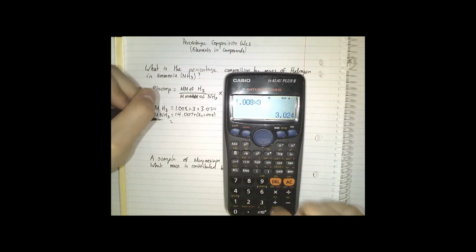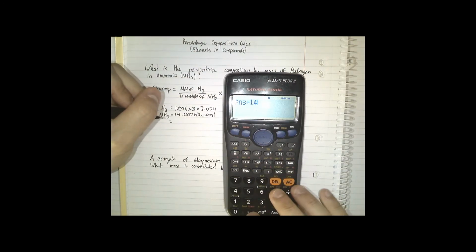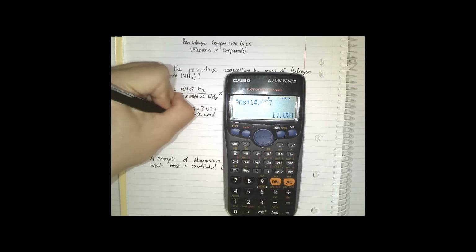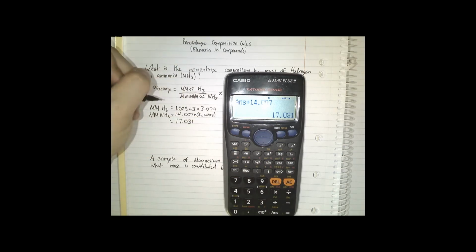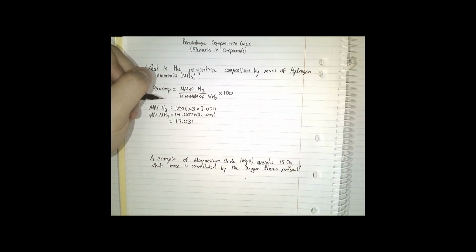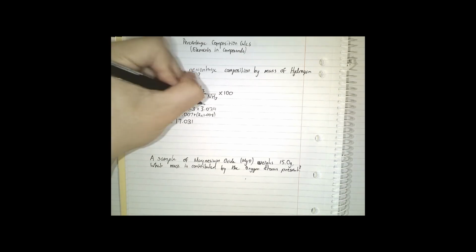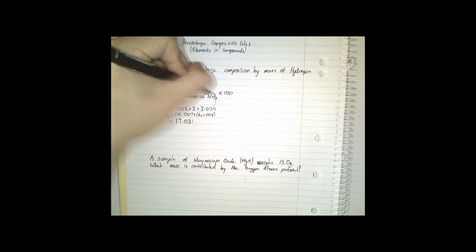So all I'm going to do is add my molar mass of nitrogen onto the calculation that I've already started, and that is 17.031 grams per mole. I'm not going to worry too much about any of the units of measurement for this. We are just going to end up with a percentage at the end, but what you'll notice is that we can substitute both of these values into our equation. So I'm going to do that.